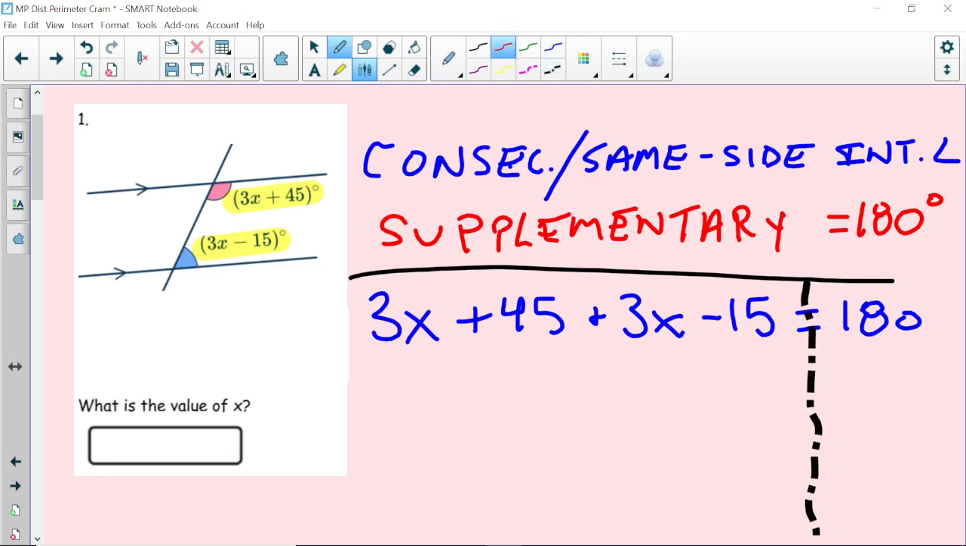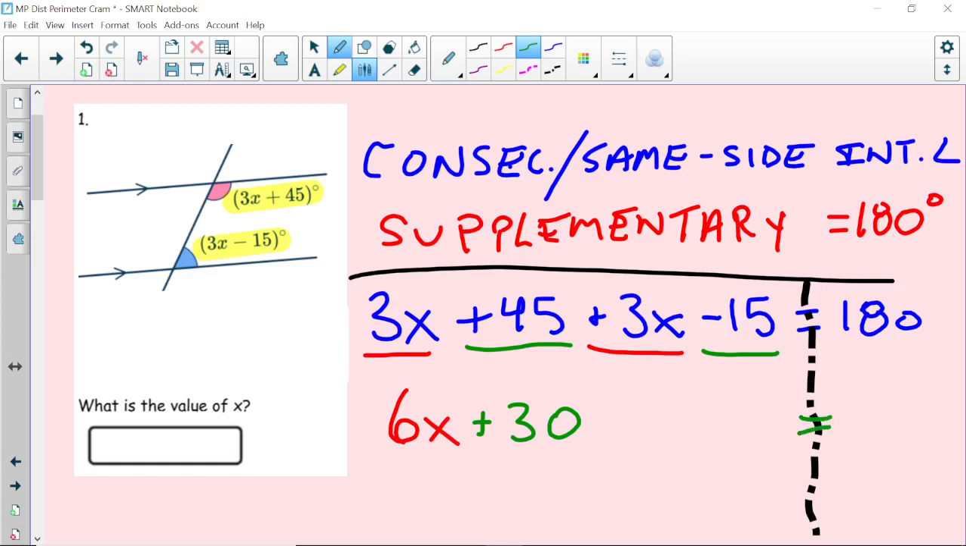So the first thing that we notice is we actually have some like terms that we need to combine. We have 3x plus 3x. Both are x's, so they add together and give us 6x. And then we have a plus 45 and a minus 15. So 45 minus 15 is 30. So that's going to be positive 30 plus 30. And 180 drops down on the right side.